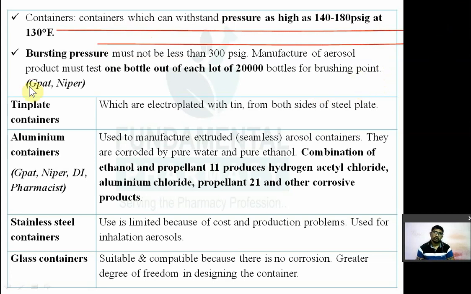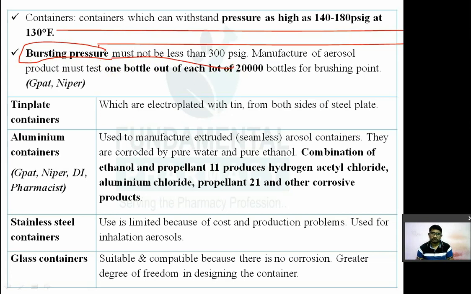Remember. Now bursting pressure. How will you know whether this container can withstand high pressure or not, whether it bears more pressure or not? So you can check by using bursting pressure. It is a test used for checking the container. So pressure checking, how much pressure it can bear. So resistance to the pressure can be checked by this bursting pressure. It must not be less than 300 psi.